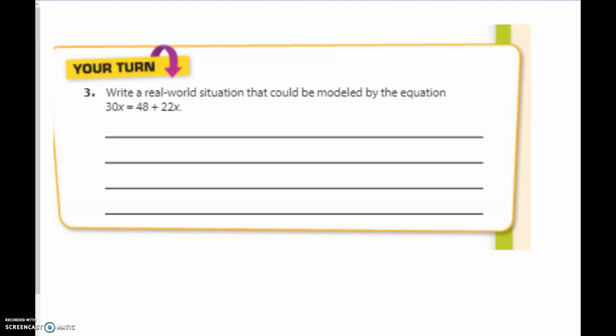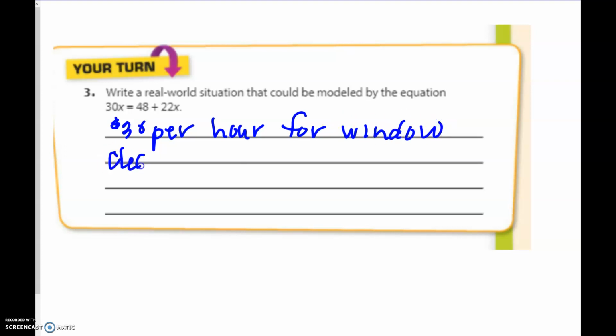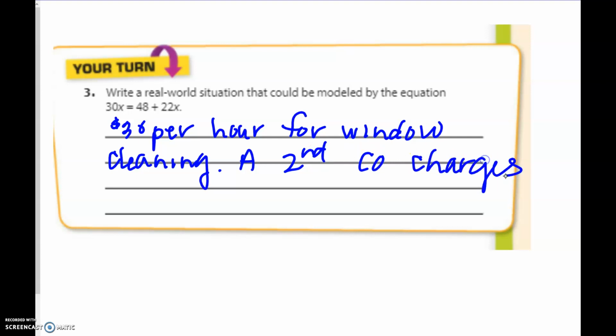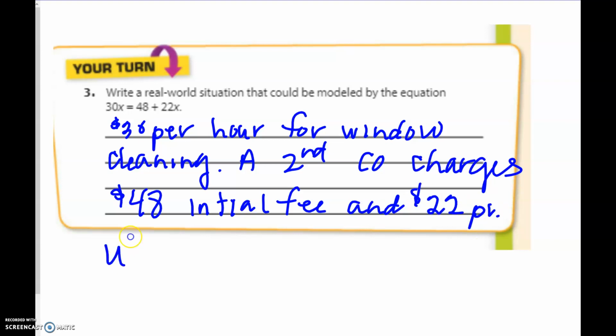All right, so this is kind of the same thing. This one is charging $30 per hour for window cleaning, let's just call it. A second company charges a $48 initial fee and $22 per hour. When are they the same?